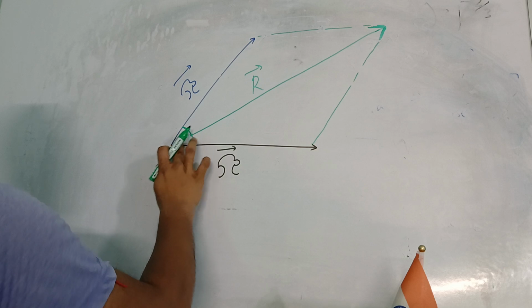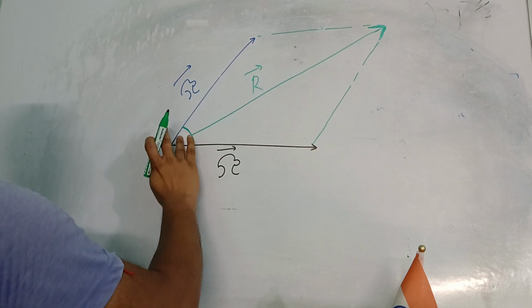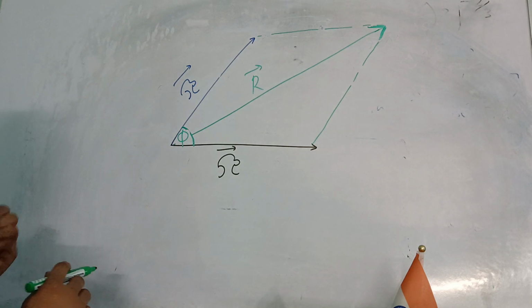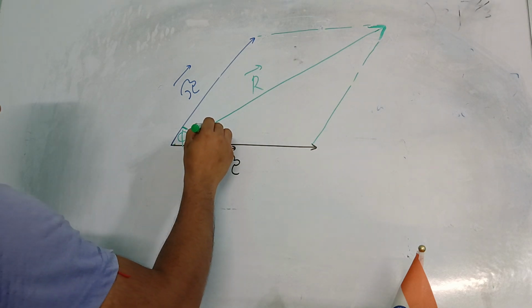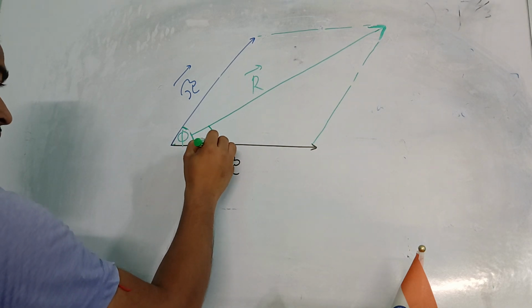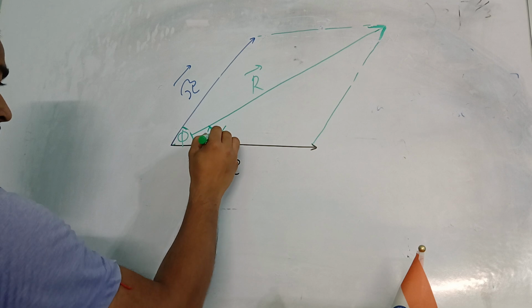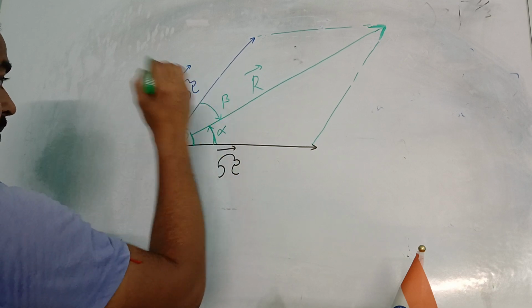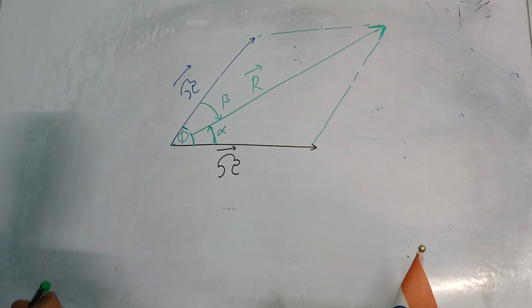Let me write here instead of theta, I am writing any other angular symbol. So I am writing here phi. This angle I am taking, it is alpha. And this angle I am taking, it is beta. So now tell me what is the value of tan alpha and tan beta?